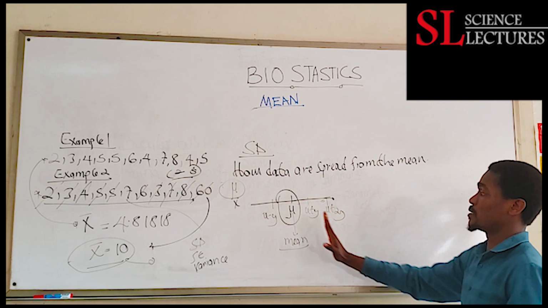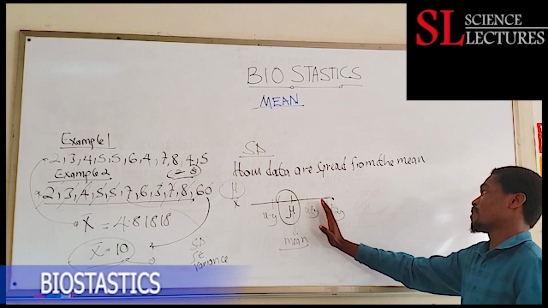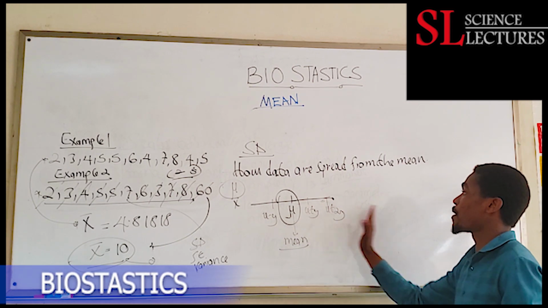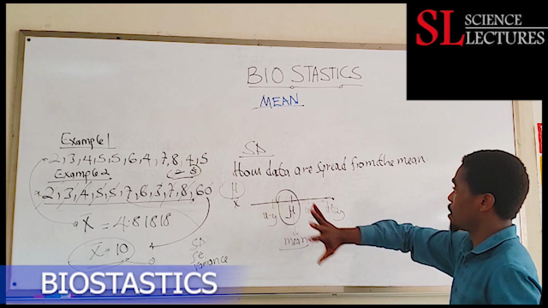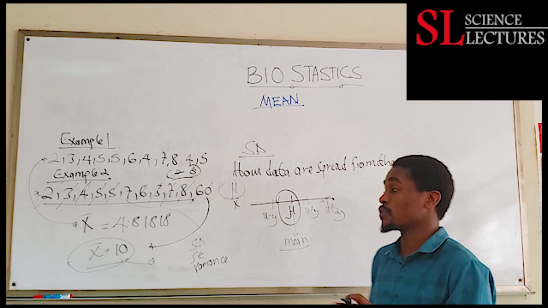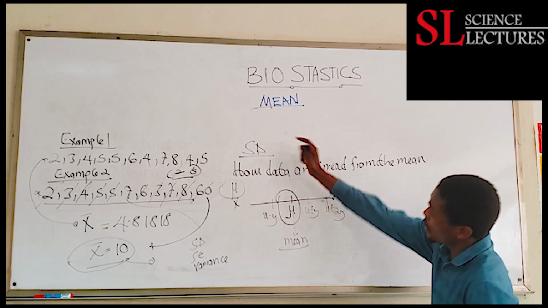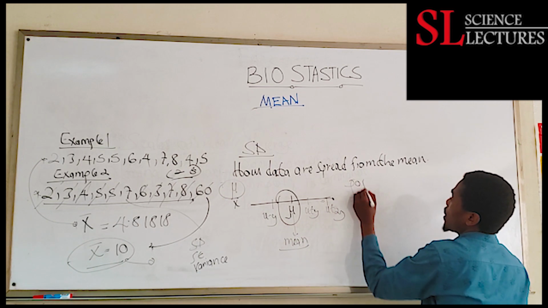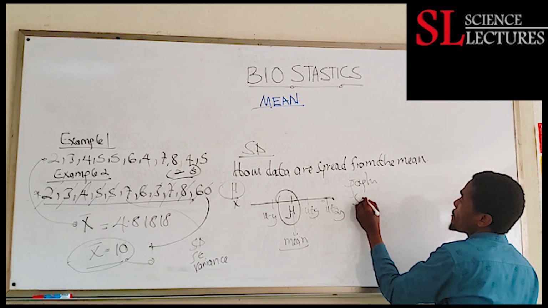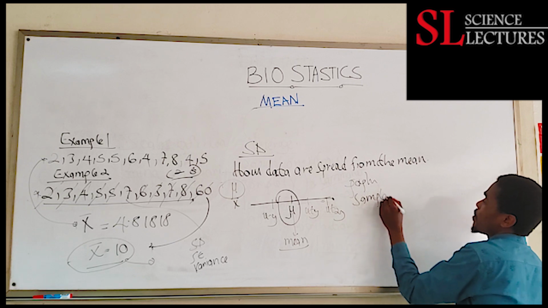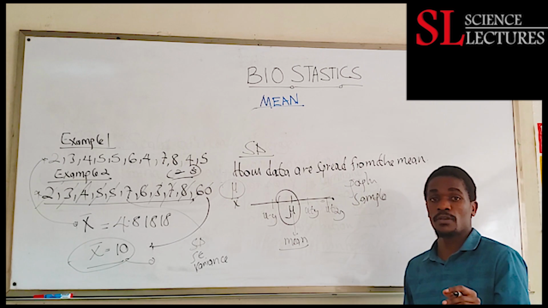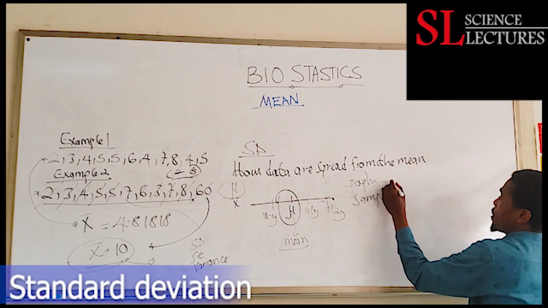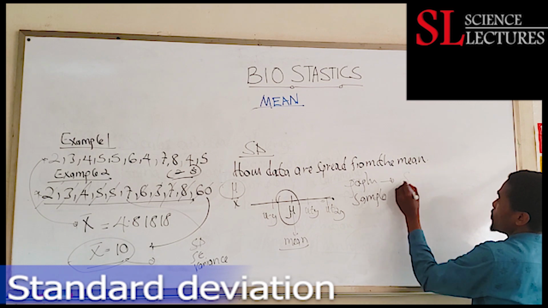The mu plus y is the first standard deviation. The second standard deviation is mu plus 2y. So that is simply standard deviation, how your data spread from the mean. But standard deviation also has a population standard deviation and a sample standard deviation. So for the population standard deviation, we denote it by sigma.